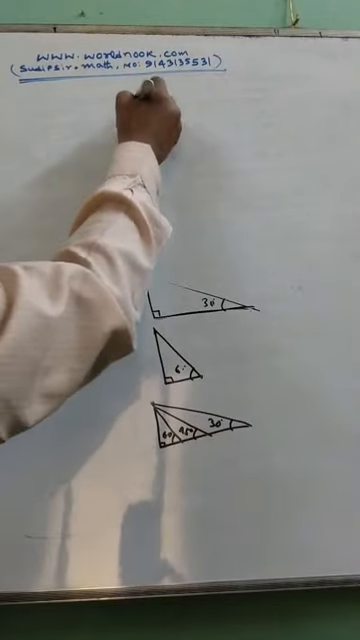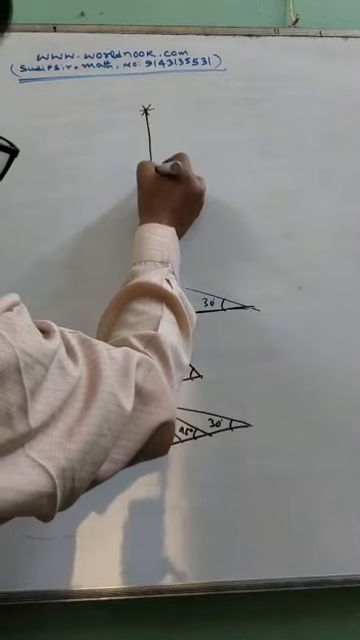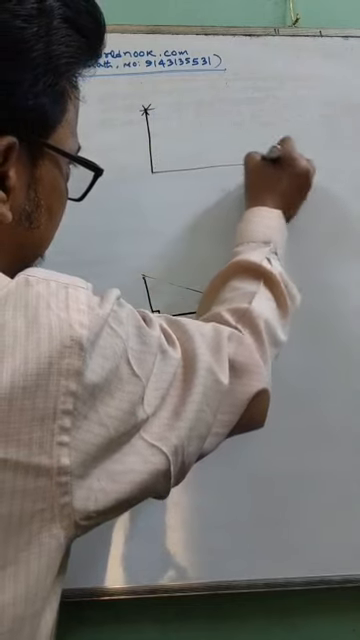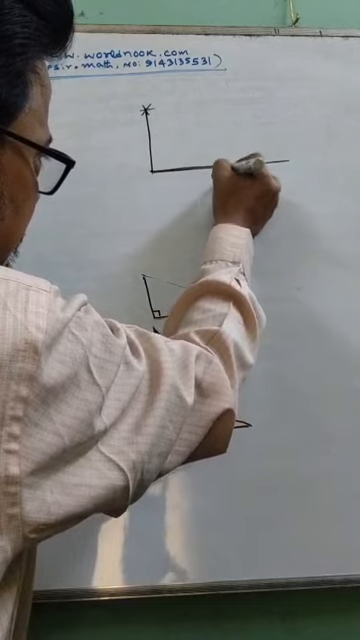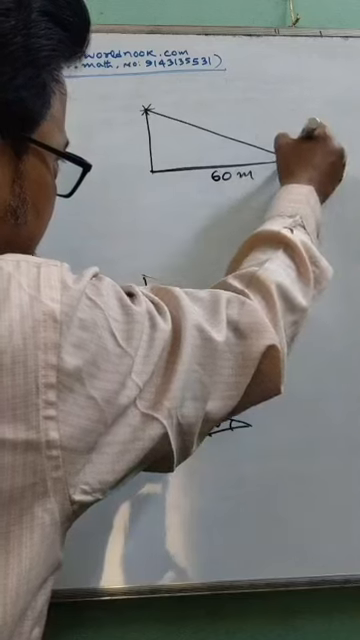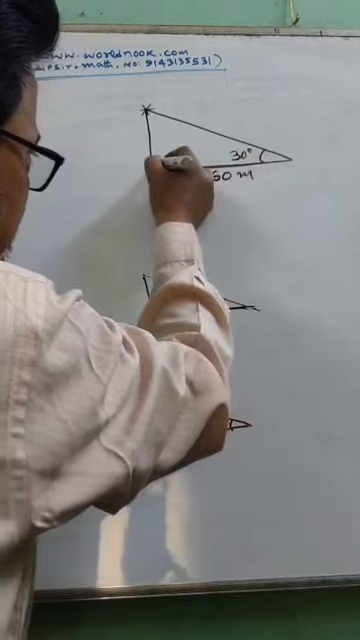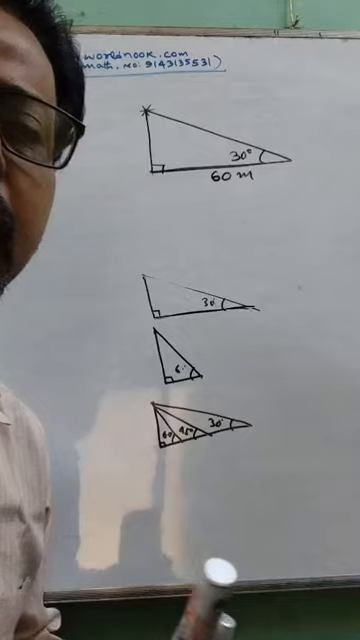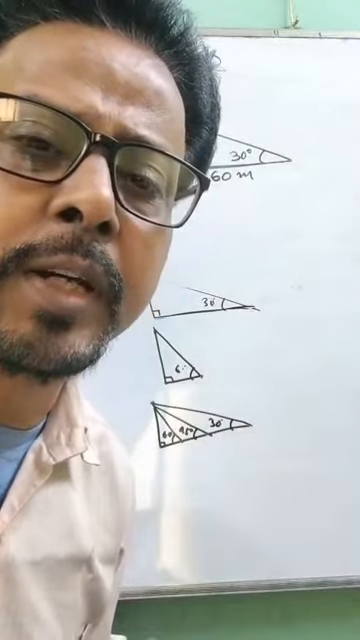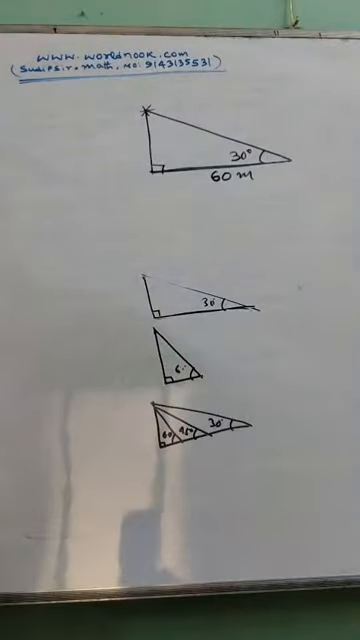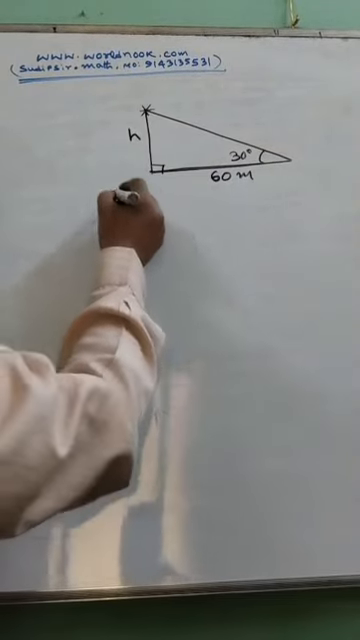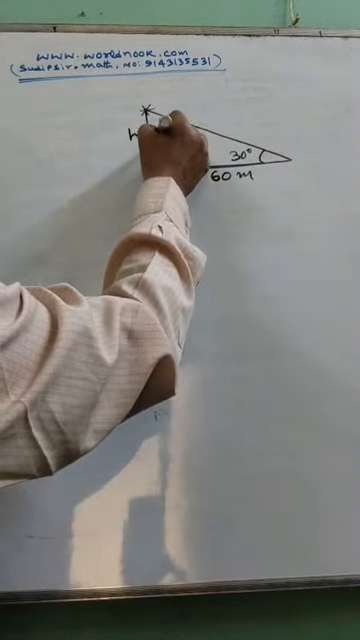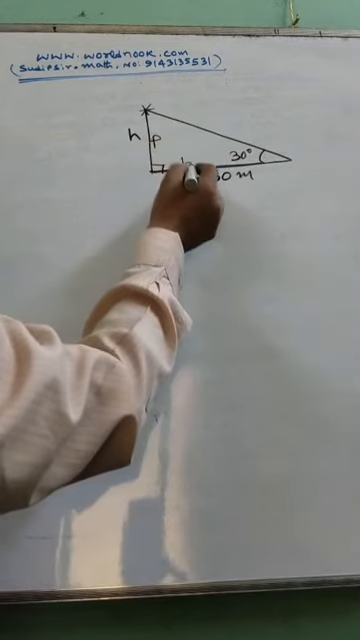Now, suppose you do not know how to climb a tree. This is the tree, and this is the foot of the tree. From the foot of the tree, suppose after moving a distance of 60 meters, we get an angle of 30 degrees. You know the angle and the base. Now you can easily find the height of the tree without climbing it. Take this as h. You know this is theta. Opposite to this is the perpendicular, and along with this is the base.